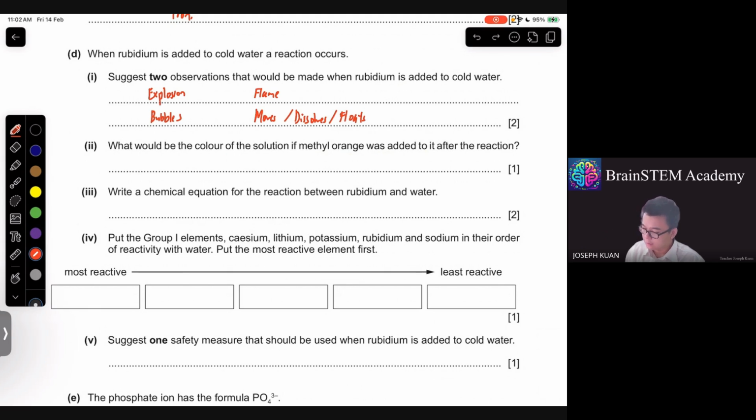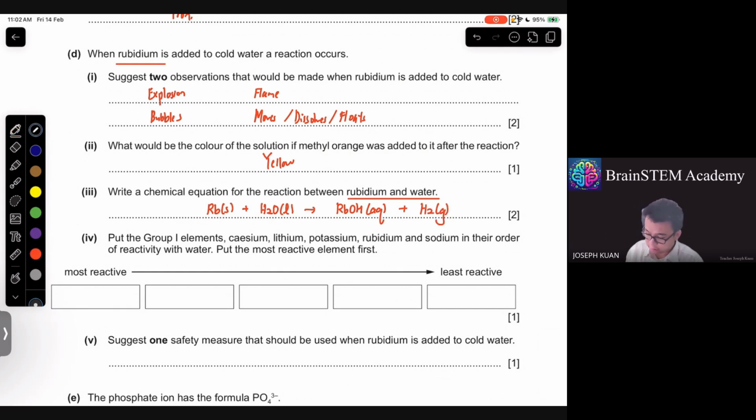Next, what would be the colour of the solution if methyl orange was added to it after the reaction? Now, this is a group 1 metal, also known as an alkali metal. An alkali metal means that it dissolves in water to form an alkali. So in that case, methyl orange will be yellow. In the reaction, rubidium reacts with water to form rubidium hydroxide solution, an alkali, and in that process produces a lot of hydrogen gas.